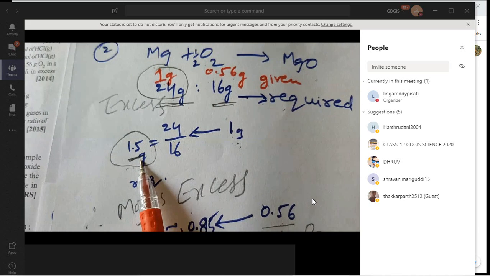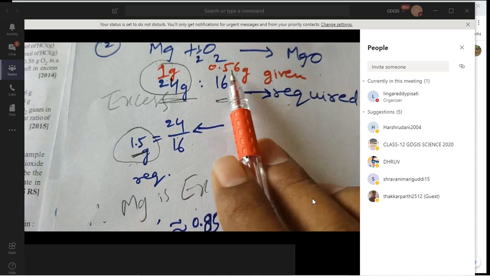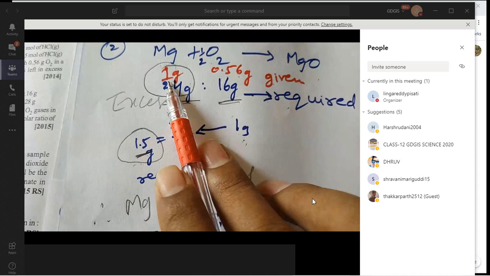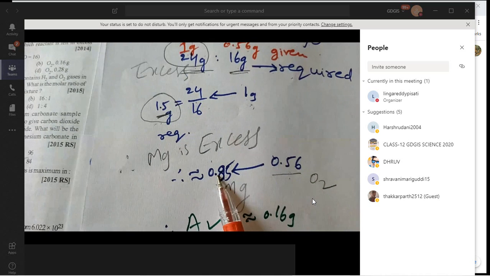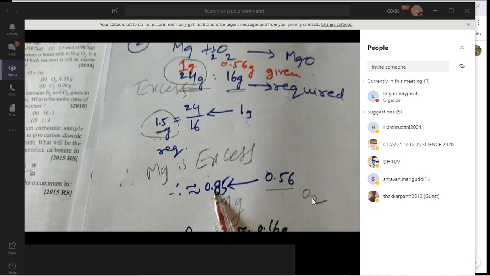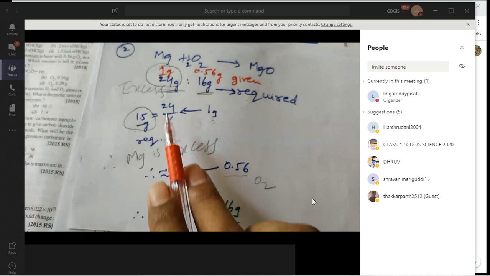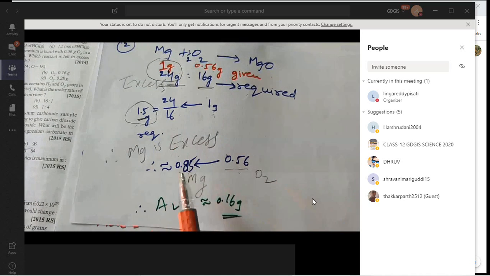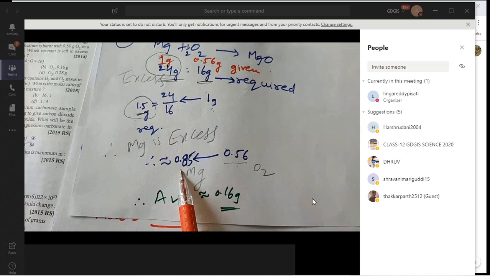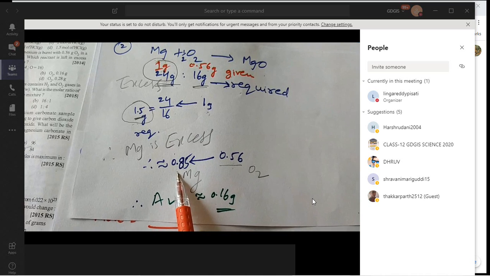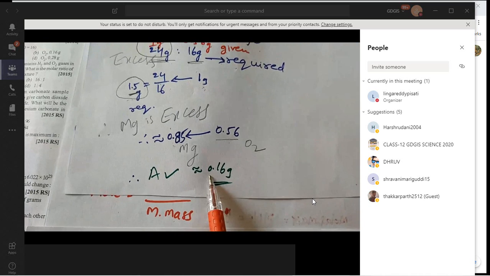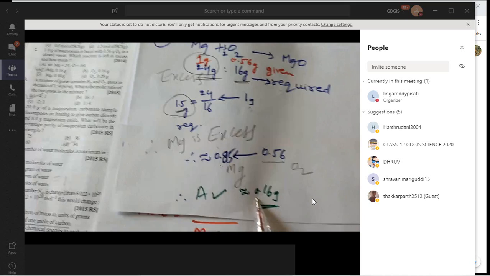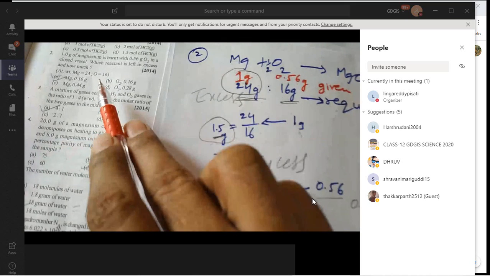Now, for 0.56, how much magnesium is required? For 0.56, 0.85 is required. But given is 1 gram, so magnesium is in excess. So how much excess? 1 minus 0.85. That means approximately 0.16 grams excess. See, that option is the correct answer.